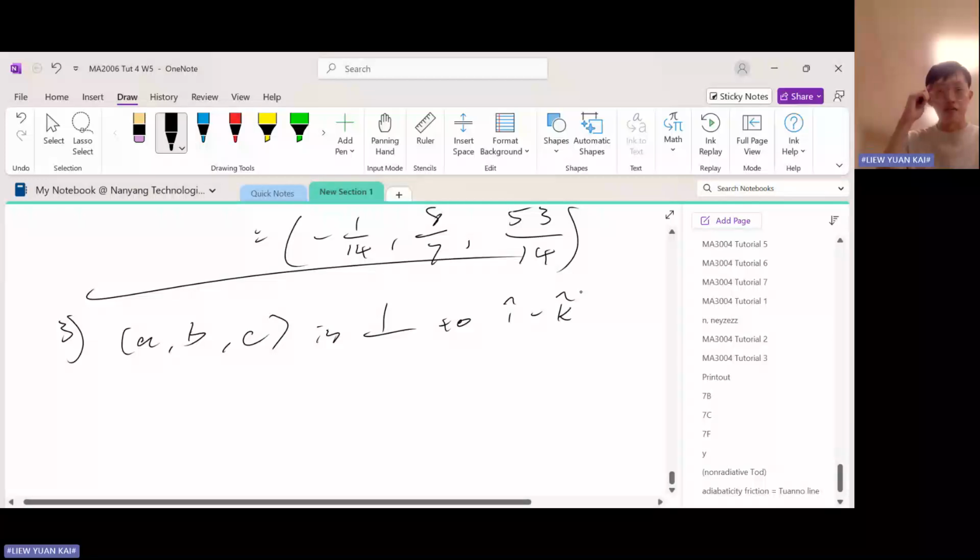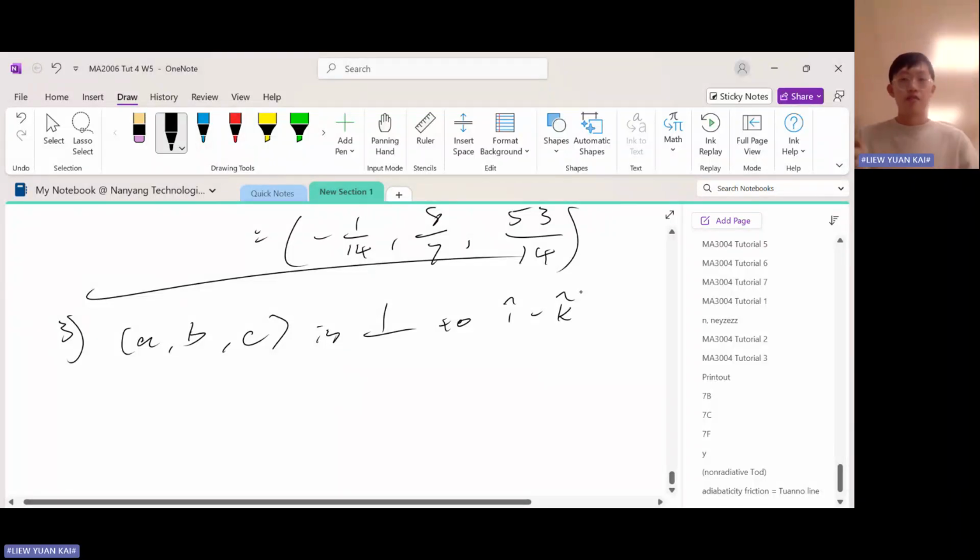And then recall from earlier, what did we say? We said that for two perpendicular vectors, the dot product must be 0. Remember that: the dot product of two perpendicular vectors must be 0. So that means if we take the dot product of this and this, it must be equal to 0 for it to be perpendicular. So let's go ahead and do that.